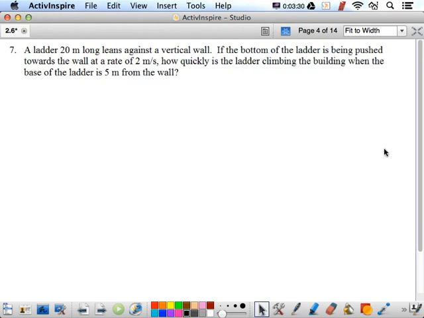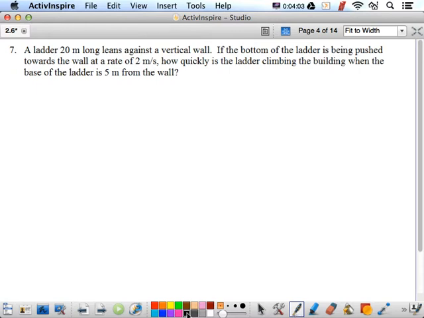Next, we want to take a look at ladder problems. And so here's what we have. We have a ladder that is 20 meters long, and it is leaning against a vertical wall. If the bottom of the ladder is being pushed towards the wall at a rate of 2 meters per second, how quickly is the ladder moving up, like climbing the building, when the base of the ladder is 5 meters from the wall? This is probably the first problem that you really need a picture for it to kind of wrap your brain around. So let's just kind of draw a picture of it.